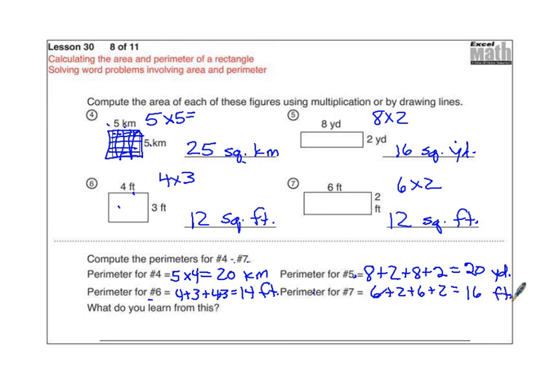It says, what did you learn from this? 25, 20, 16, 20, 12, 14, 12, 16. Well, what we can see is the area is not related to the perimeter, right? The 16 and the 20, they don't really have anything to do with each other. The 12 and the 16. It's not necessarily going to come out the same or anything like that.